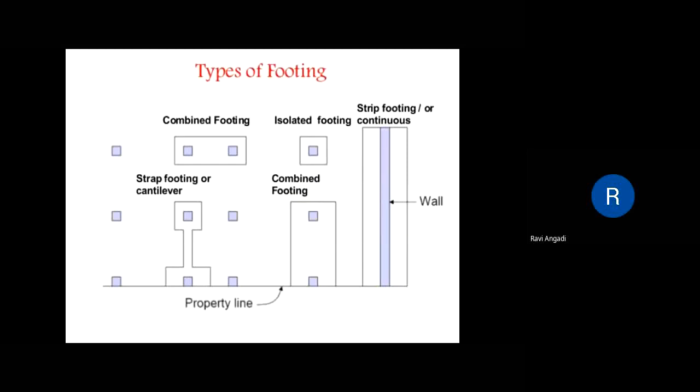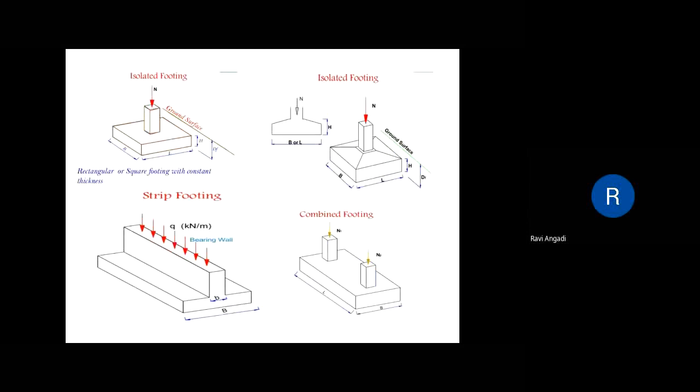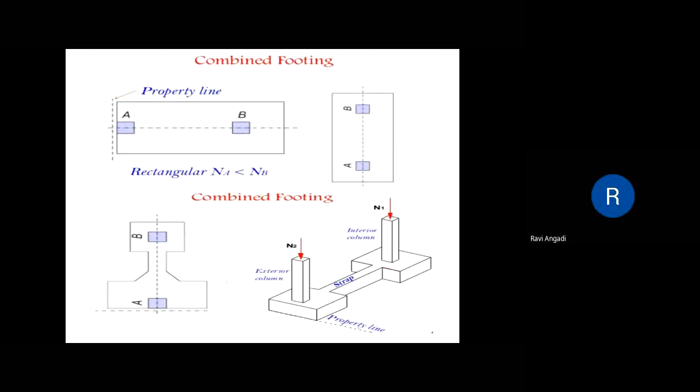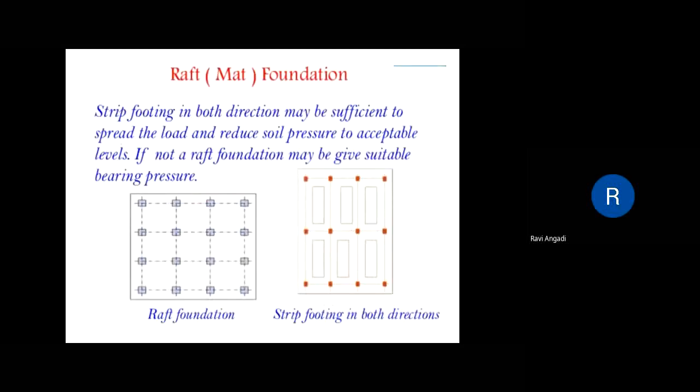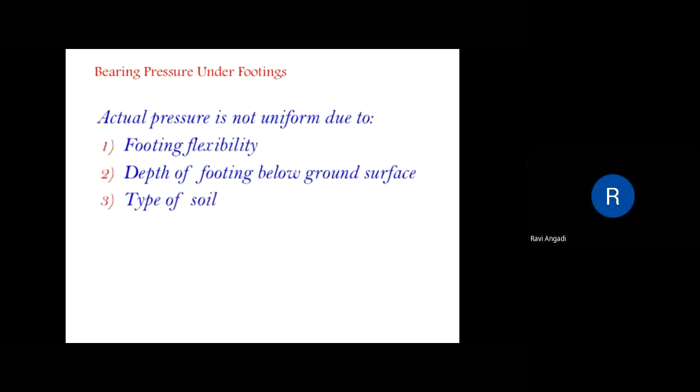Then these are the types of footings, combined, isolated, in one slide I have shown. So these are the footings as already explained. Combined footing. Again, the raft footing, strip footing in both directions may be sufficient to spread the load and reduce the soil pressure to acceptable levels. If not, a raft foundation may be given a suitable bearing pressure. This also explained.